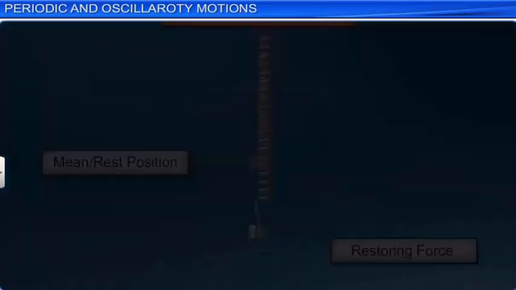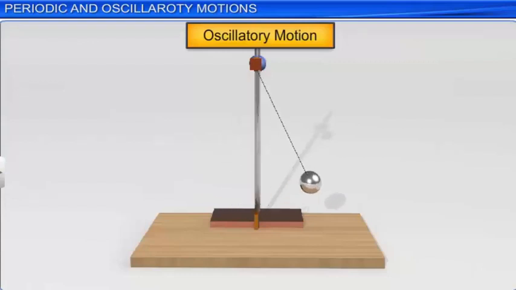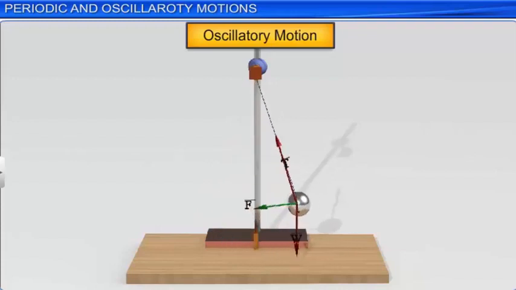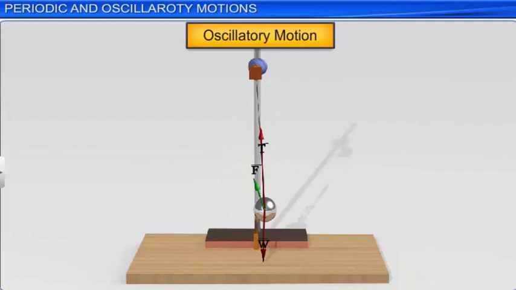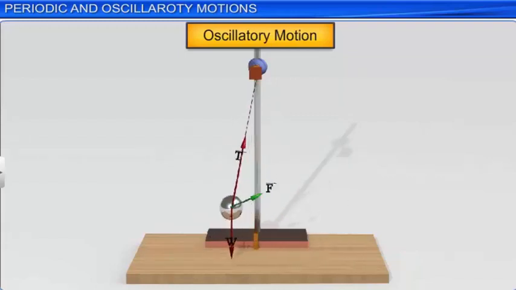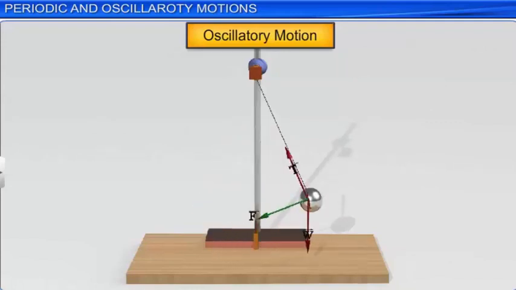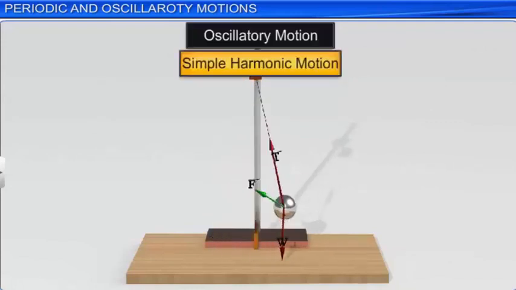The motion of the bob of a simple pendulum is another example of oscillatory motion. In the simplest form of oscillatory motion, the restoring force on the body is proportional to the magnitude of displacement, but is opposite in direction to the displacement from the mean position. This type of motion is called simple harmonic motion.